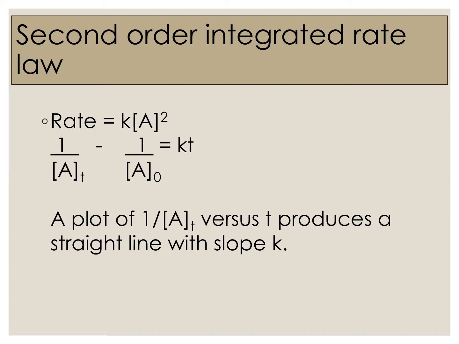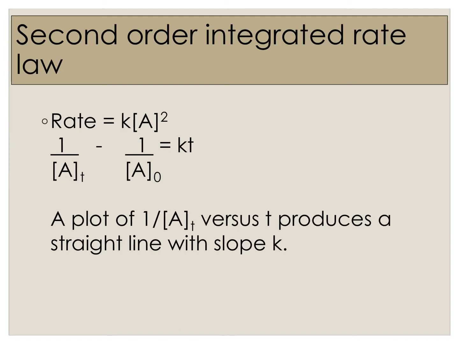Our second order integrated rate law equation is 1 over the concentration of A at time t, minus 1 over the initial concentration of A, equals kt. This is the same one that is given to you on the AP test.